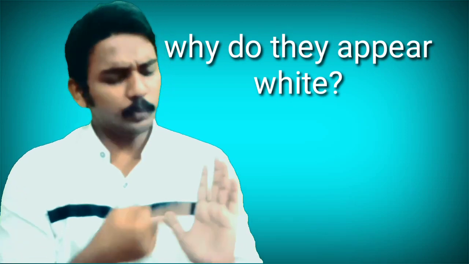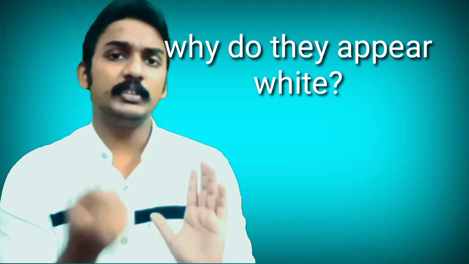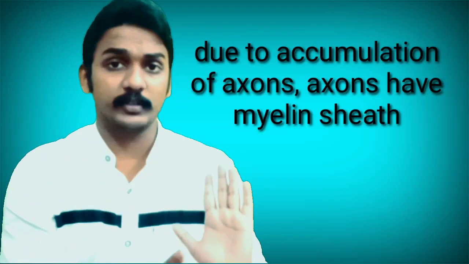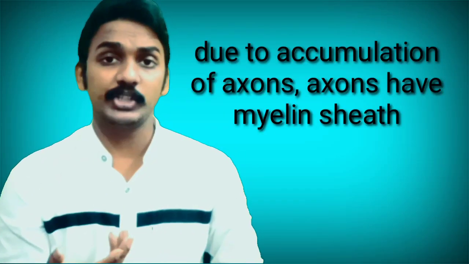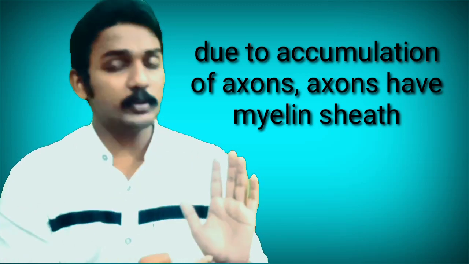And why do they appear white? We'll start with this question. They appear white because of the accumulation of axons. We know axons have myelin sheath, so the accumulation of axons results in the white color of this area. Let's proceed to the chapter.